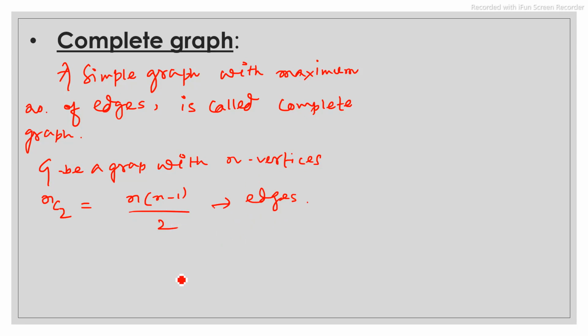And this complete graph is denoted by Kn, where n equal to 1, 2, 3, 4 like that. So this is denoted by Kn, right?